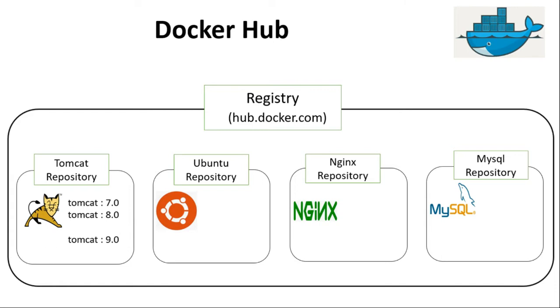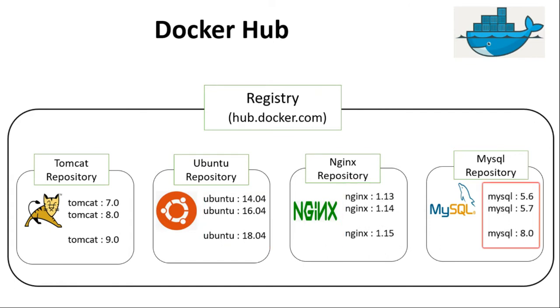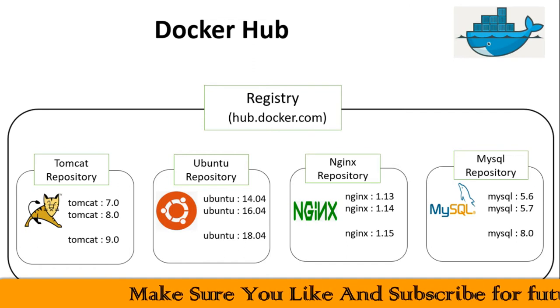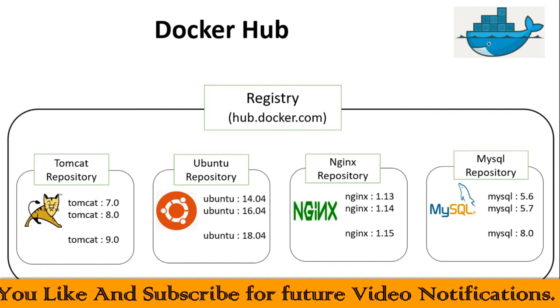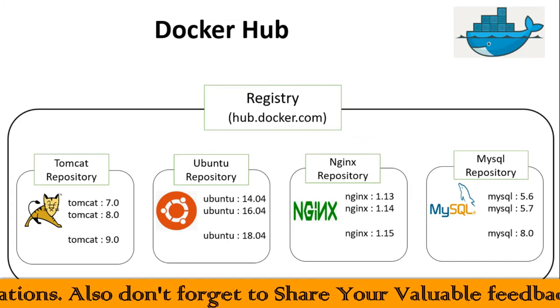Similarly, friends, other repositories contain the images related to them, like the Ubuntu repository contains the images related to Ubuntu, the Nginx repository contains the images related to Nginx, the MySQL repository contains the images related to MySQL and so on. Now friends, let us have a look at the Docker Hub registry, that is hub.docker.com, in the browser, and let us see various repositories and images provided by Docker for our usage.